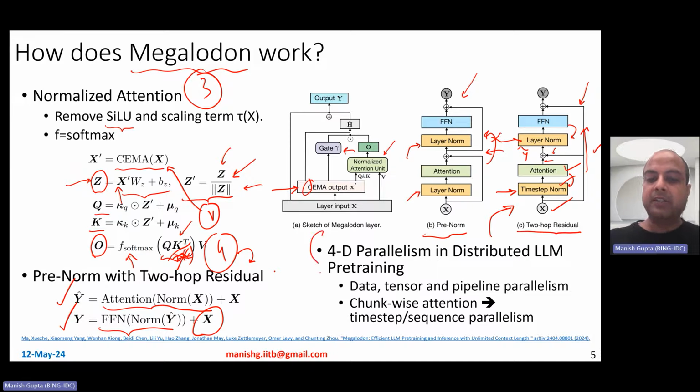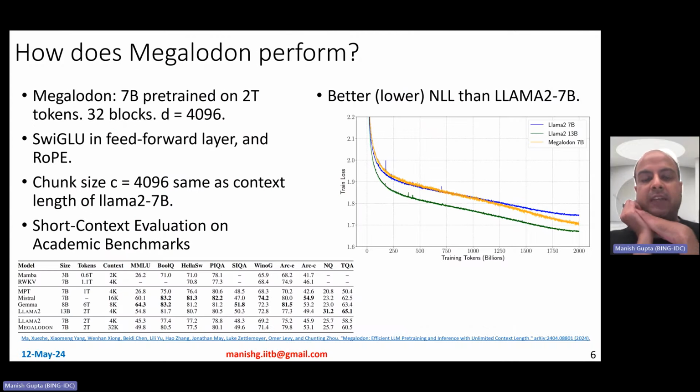While training, they make yet another change. They use 4D parallelism. Typically people do 3D parallelism while training: data, tensor, and pipeline parallelism. But since they also have chunk-wise attention, that brings in another degree of parallelism called time-step or sequence parallelism. Okay. So enough about the architecture.